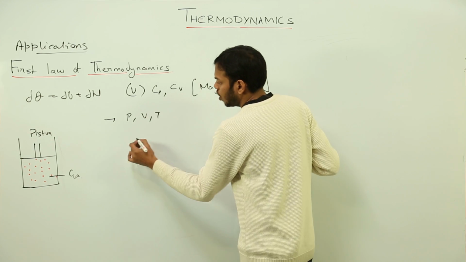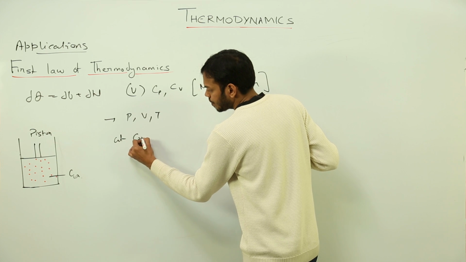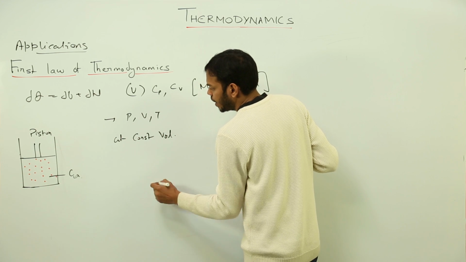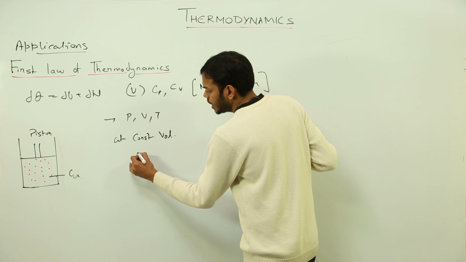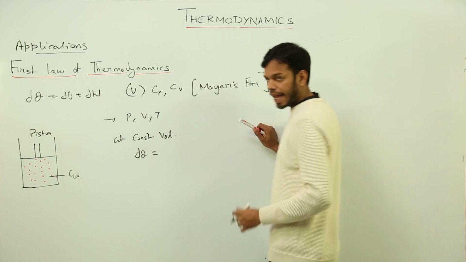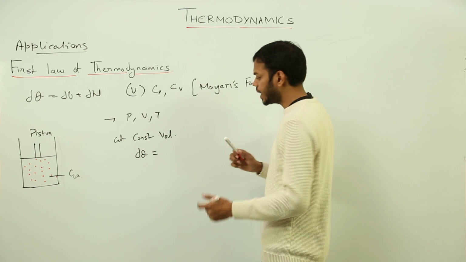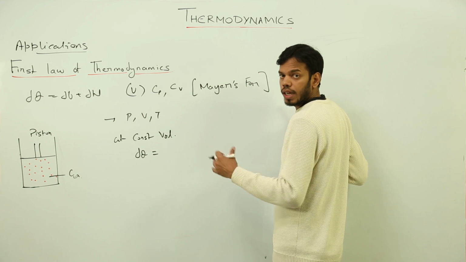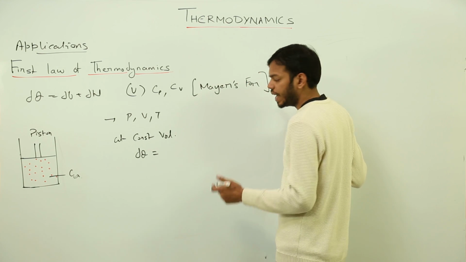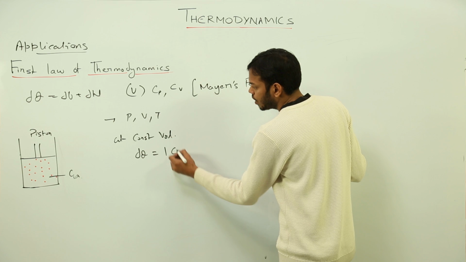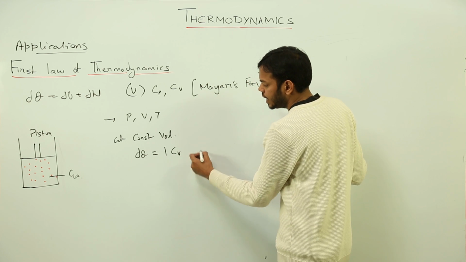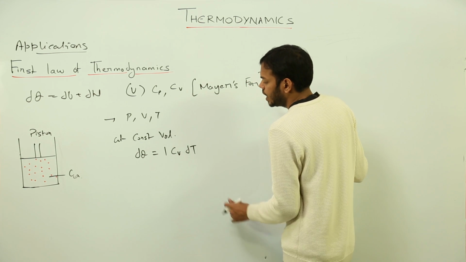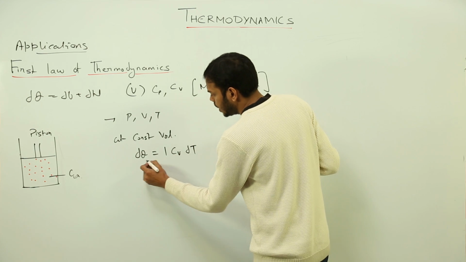At constant volume, what will happen? The amount of heat dq is equal to mcθ, or mc delta T. M is 1 gram mole of gas, that is 1. C is the specific heat at constant volume, and θ is the change in temperature dT. So Cv dT is dq.